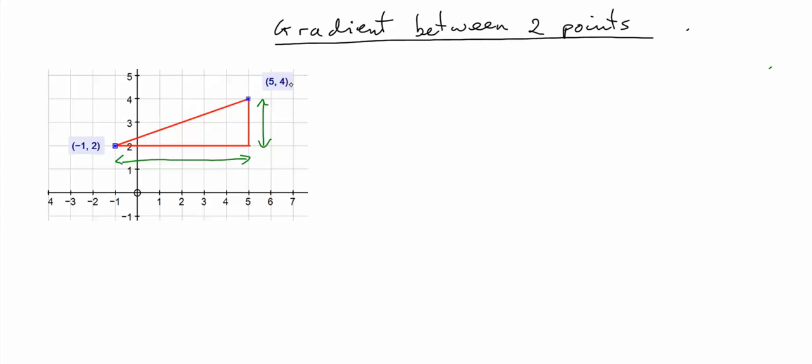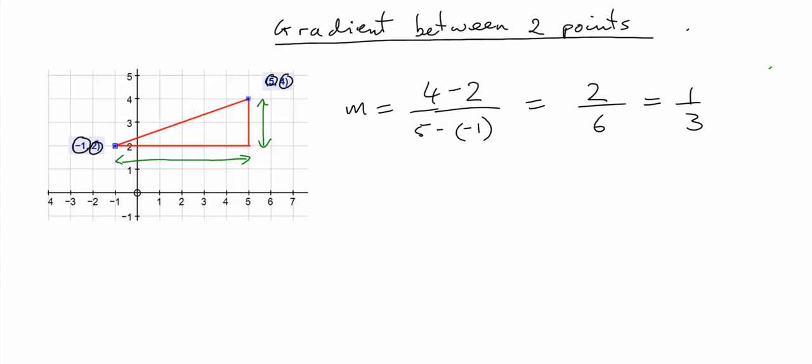It's calculated by the difference in the y coordinates, we have 4 minus 2, divided by the difference in the x coordinates, 5 minus -1. And we call the gradient m. So that's 2 over 6 equals 1/3.